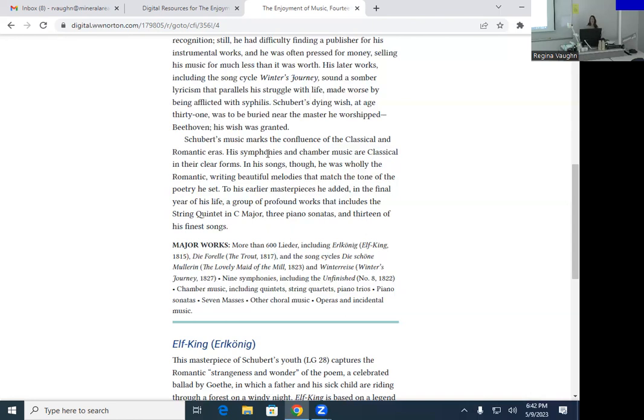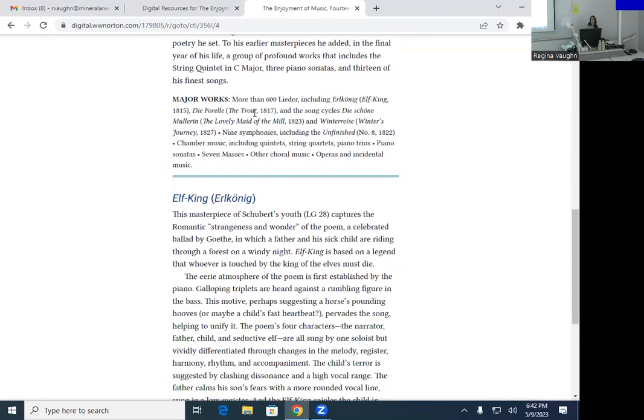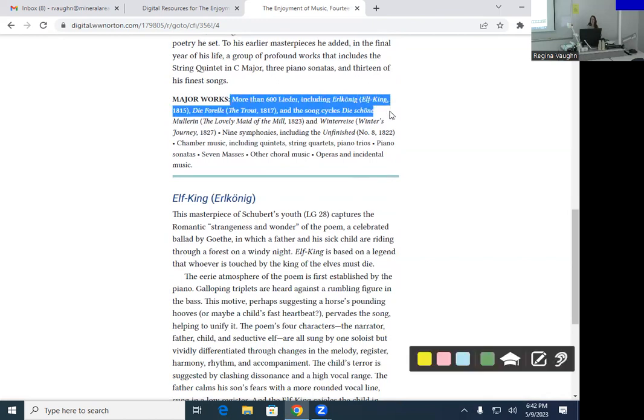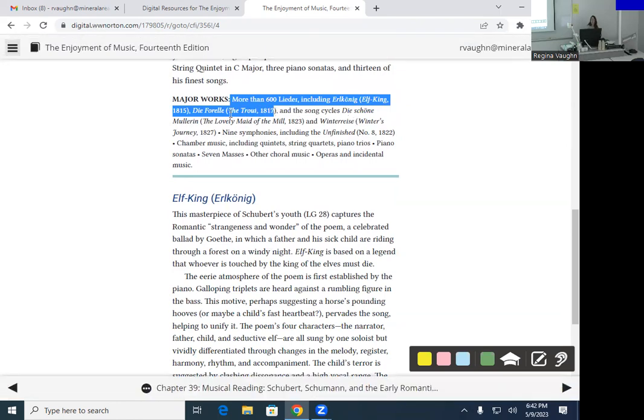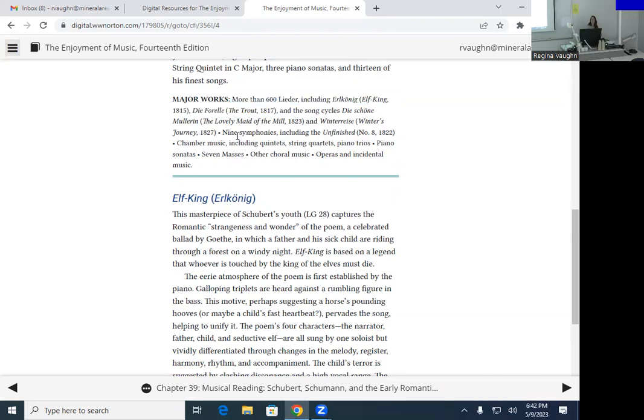Here you can see the list of some of his titles: Erl King, Die Forelle, or The Trout, which is literally a song about a trout, and the song cycles, The Lovely Maid of the Mill, and Winter's Journey. He wrote 9 symphonies, again like Beethoven, including the Unfinished Symphony.